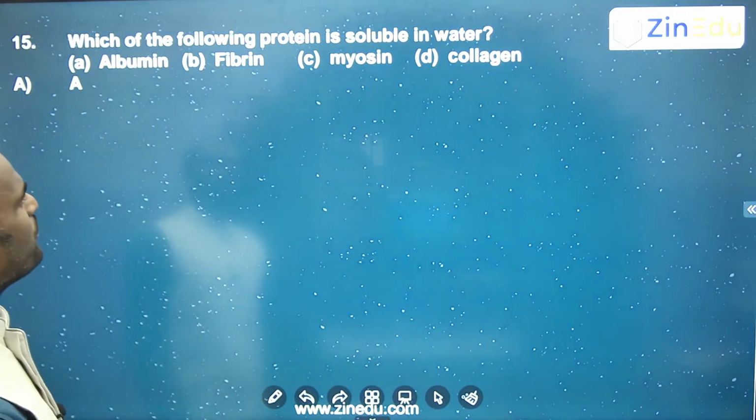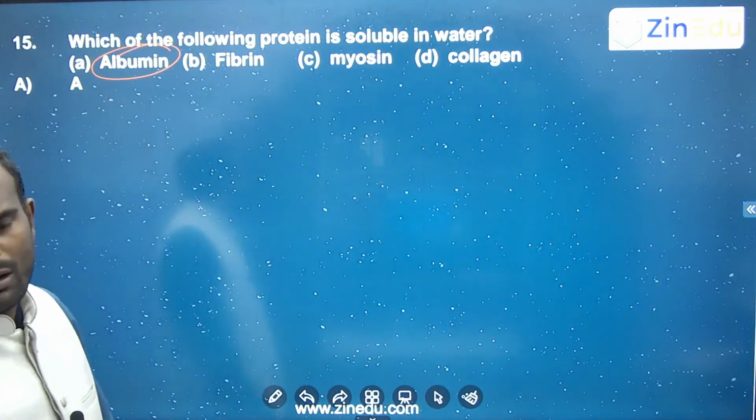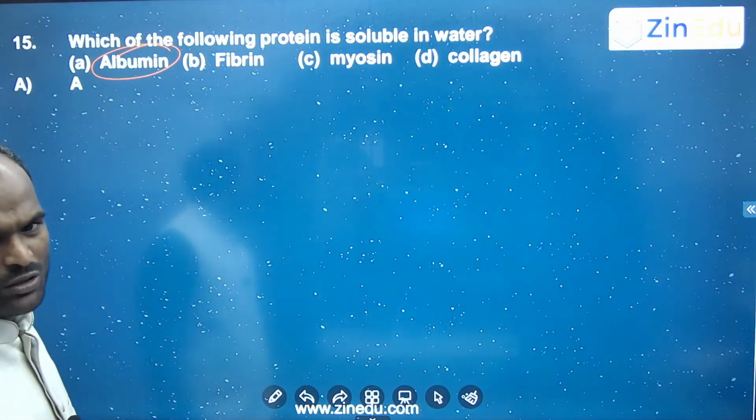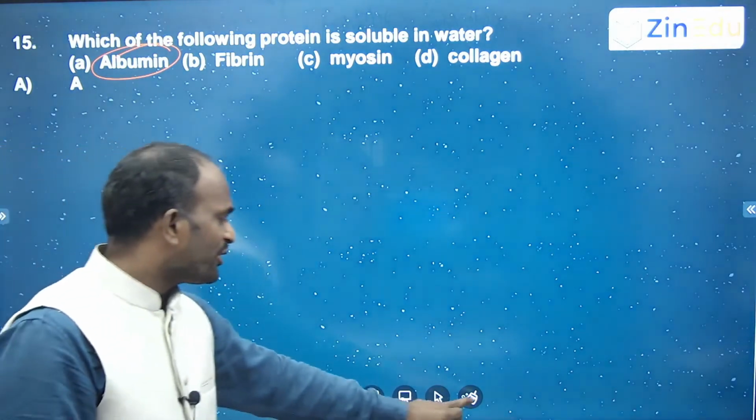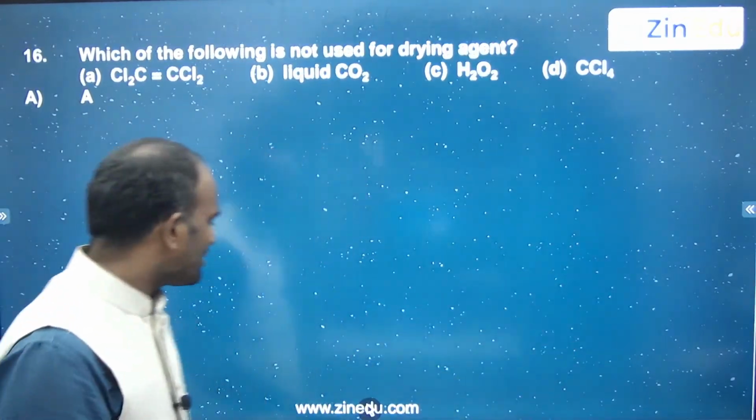Which of the following proteins is soluble in water? So albumin is a globular protein, which is soluble in water. Remaining all of them are not globular proteins and they are not soluble, which is purely based on the theory.